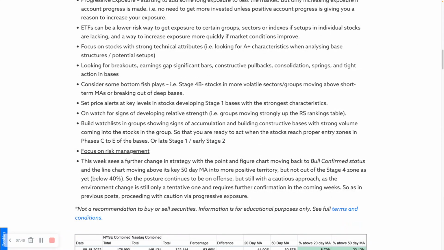So there are lots of other aspects in this. And then at the end, I always do a little bit of sign-off commentary. So, a further change in strategy this week, with the point and figure chart moving back to bull confirmed status and the line chart moving back above its key 50-day moving average into more positive territory. But it's not out of the stage 4 zone as yet. It's still below 40%. So the posture continues to be on offense for another week, but still with a cautious approach, as the environment change is still only a tentative one and requires further confirmation in the coming weeks. So as in previous posts, proceeding with caution via progressive exposure.